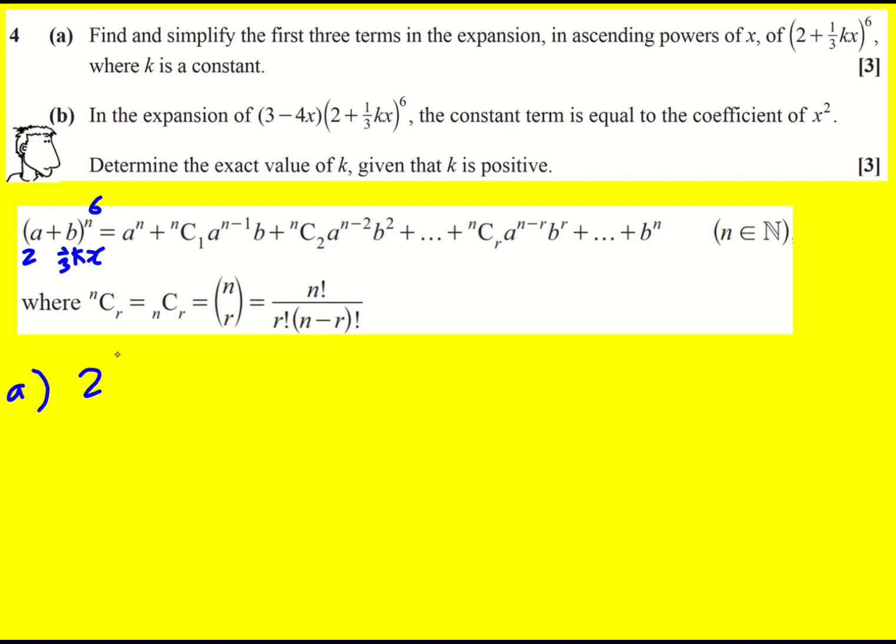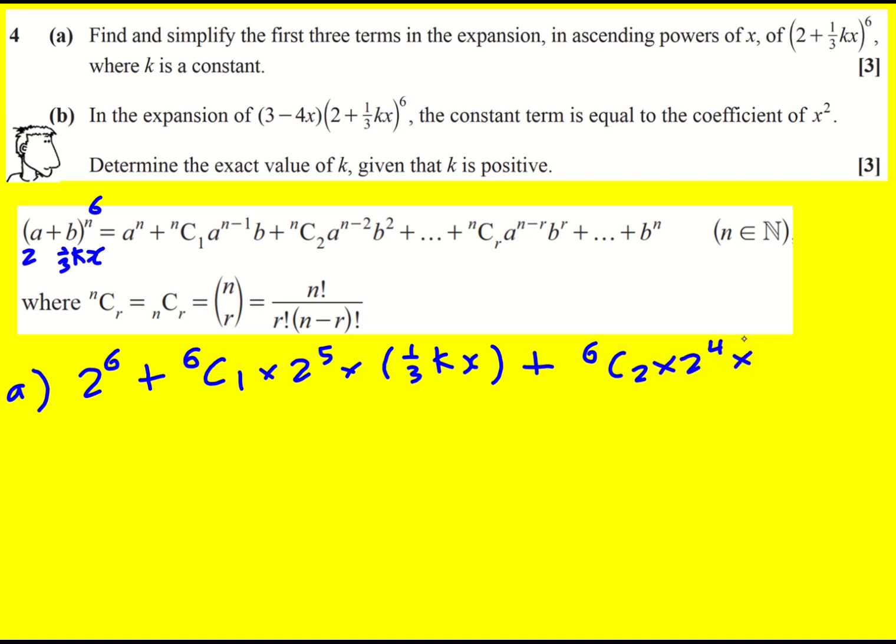So we're going to get 2 to the power of 6 plus 6c1 times 2 to the power of 5 times a third kx, plus 6c2, just reduce the power here, increase the next power, and that is our first three terms. We just need to simplify it.